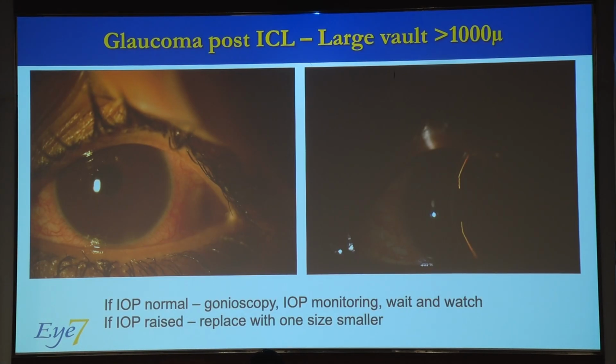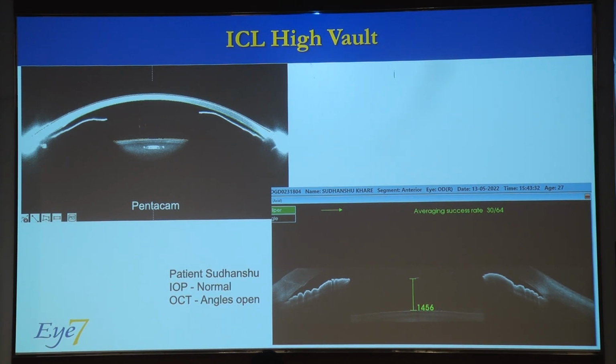Now the next and a very important cause for glaucoma is high vault of the ICL. Generally we say that the vault is high if it is more than 1000 microns. So what do we do? If the vault is high, we follow up the patient with IOP monitoring and we check the angles on gonioscopy and ASOCT. If the IOP is normal and the angles are open on gonioscopy and OCT, we wait and watch. But if the IOP is raised or angles are closed on gonioscopy and ASOCT, we exchange it to the one size smaller. I'll discuss both the scenarios.